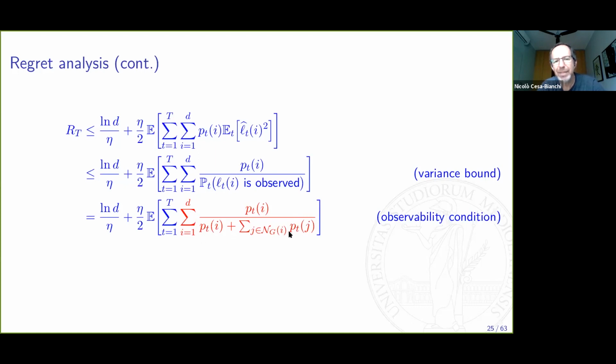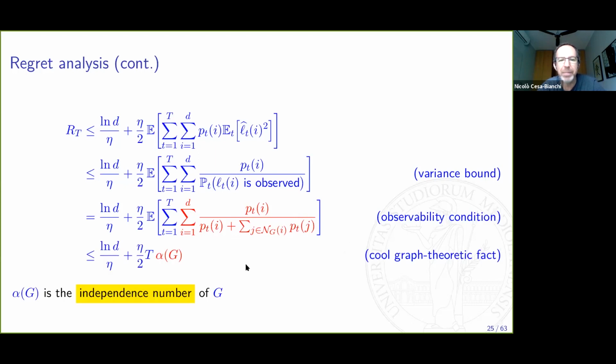Now, this is something that has actually been studied in graph theory. So we can use this graph theoretic result and upper bound this sum over here. It is actually a cool graph theoretic fact, and it is not hard to prove. For any assignment of probability over the vertices, if you sum over the vertices these ratios, you can upper bound it with the independence number of the graph. Okay, so this is just a graph theory fact.